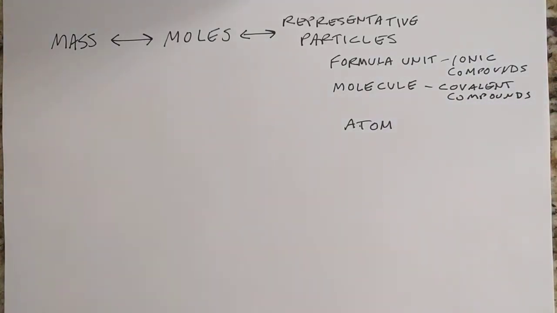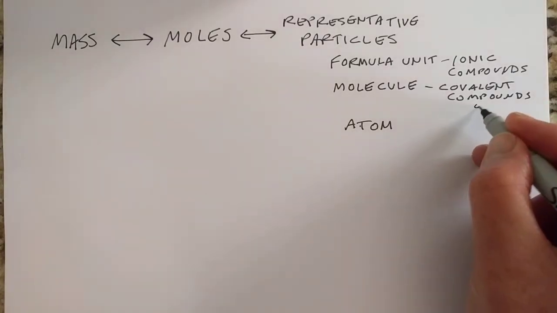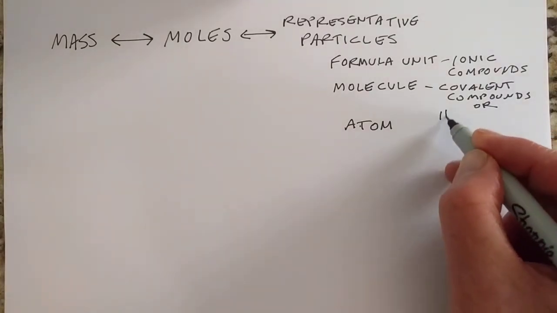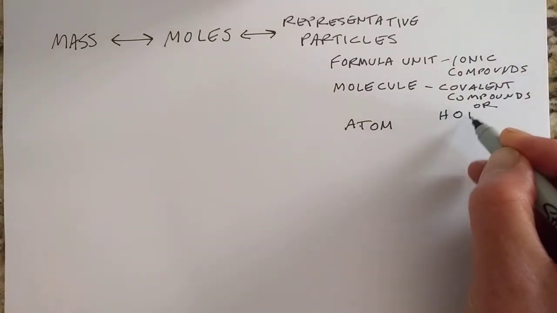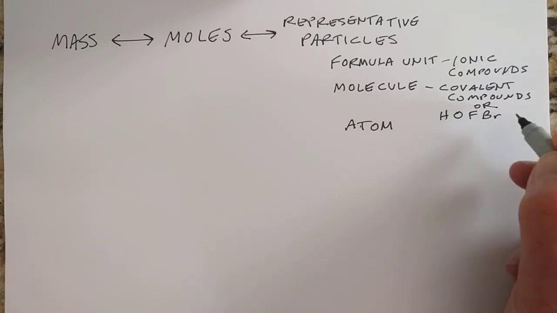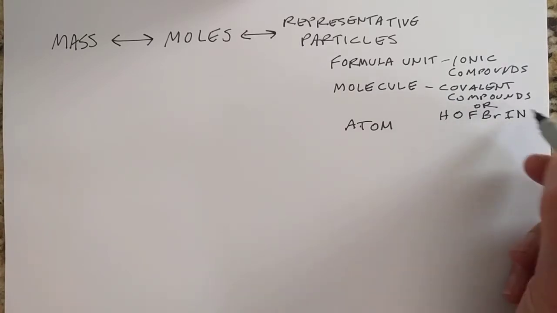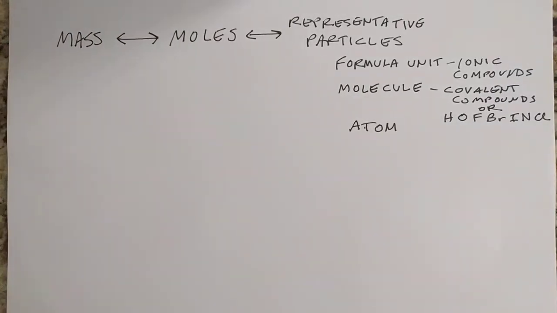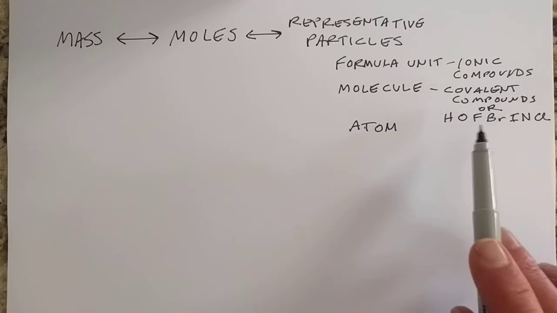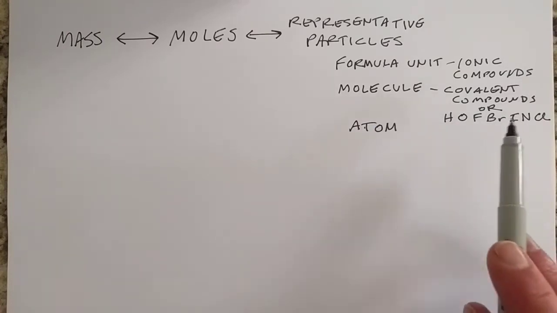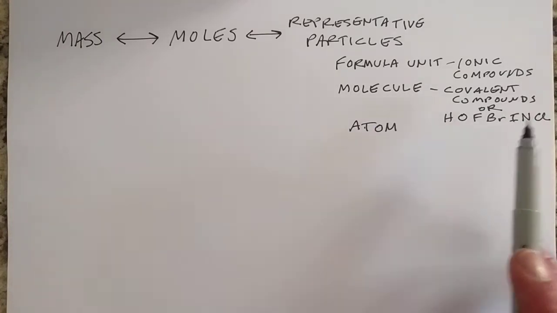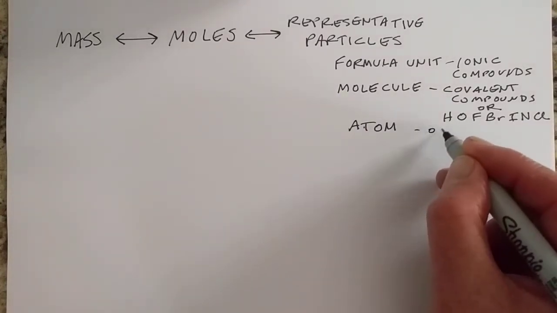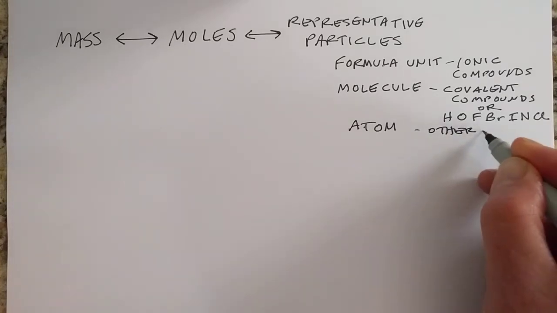Or the Hofbrinkel elements. So we have to remember those Hofbrinkels: hydrogen, oxygen, fluorine, bromine, iodine, nitrogen, and chlorine. When we have these elements by themselves, not in a compound, they have to have a subscript of 2. When they're in a compound, they can have any subscript. And then the atom, of course, is for our other elements.